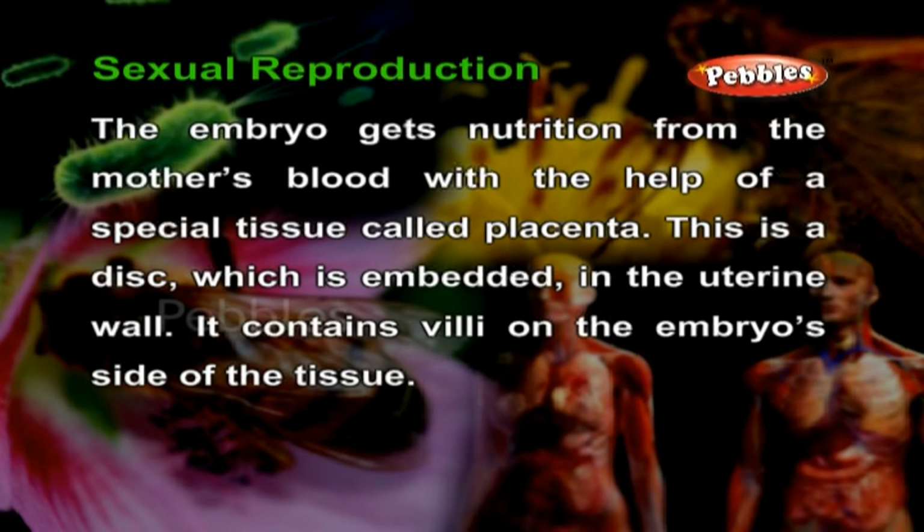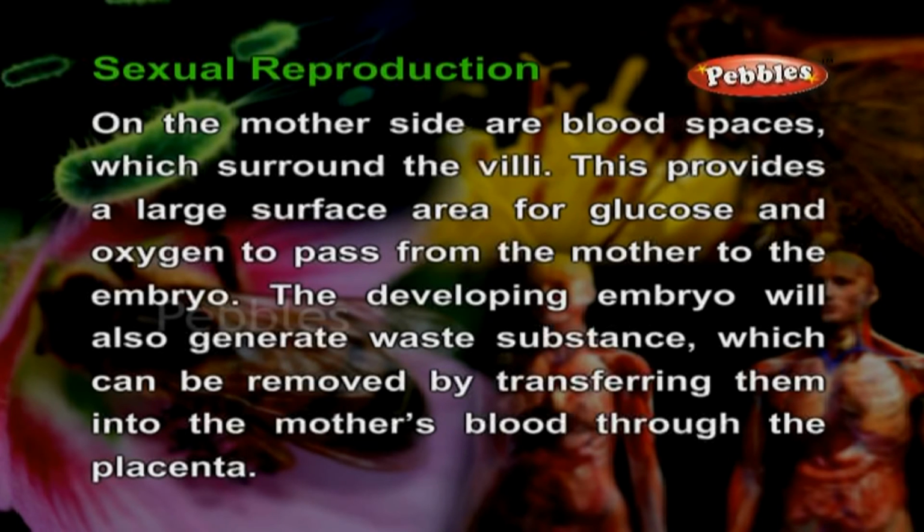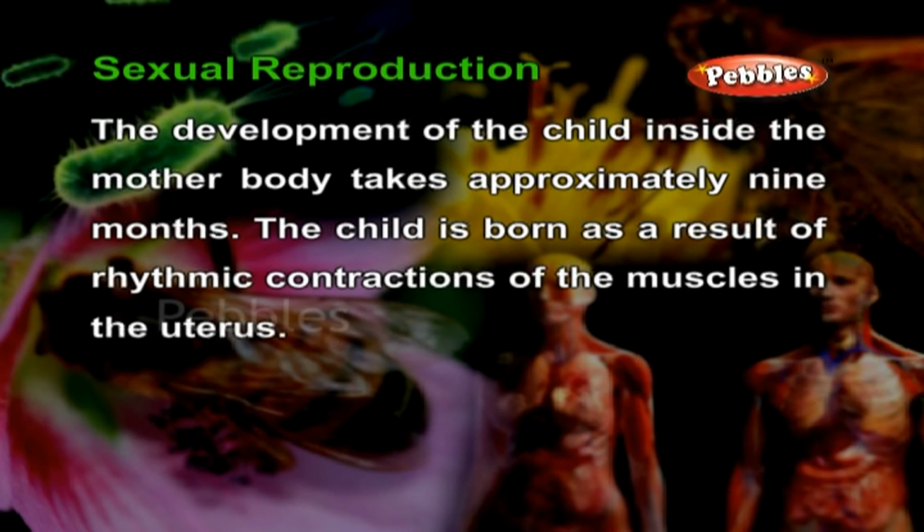It contains villi on the embryo's side of the tissue. On the mother's side are blood spaces which surround the villi. This provides a large surface area for glucose and oxygen to pass from the mother to the embryo. The developing embryo will also generate waste substances which can be removed by transferring them into the mother's blood through the placenta. The development of the child inside the mother's body takes approximately 9 months.